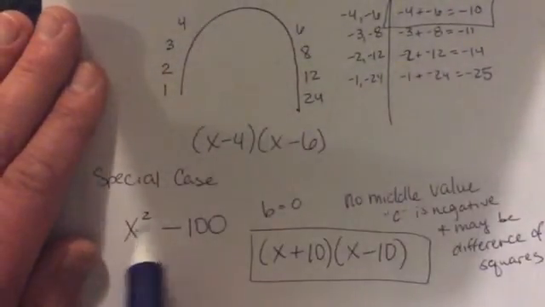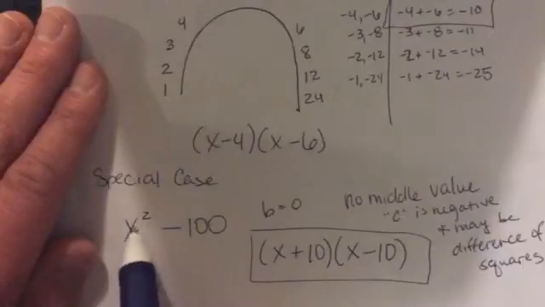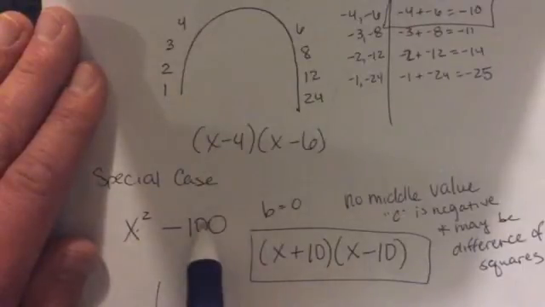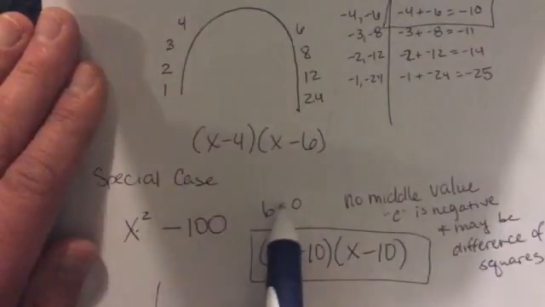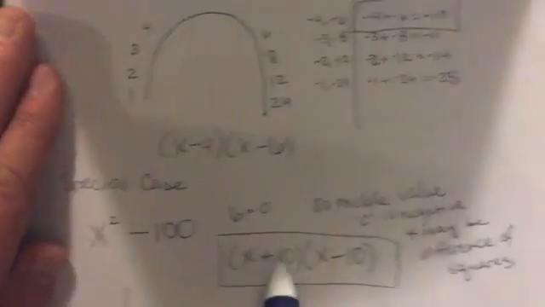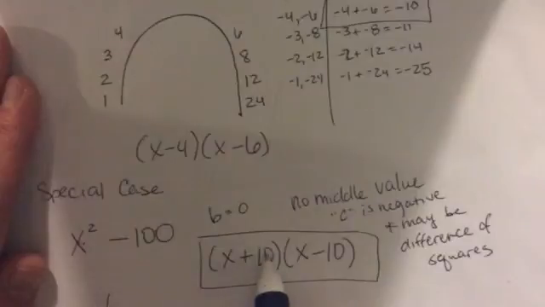Minus, minus. And my special case again is if I can take the square root of both of these numbers, square root of x squared is x, square root of 100 is 10, and I have no middle value, the b is 0, it's going to be what we call difference of squares. Positive 10, negative 10 cancel each other out to make 0.